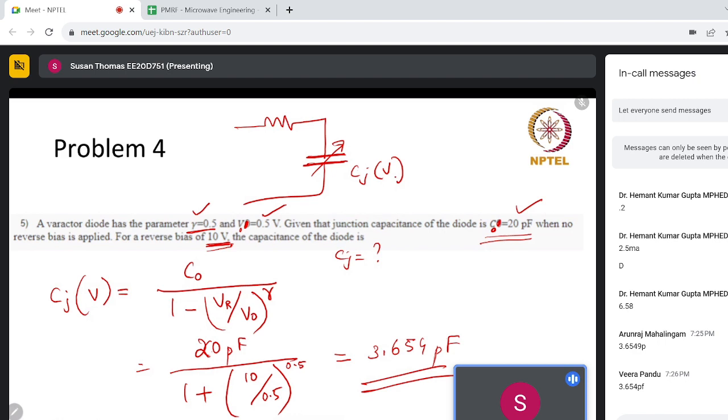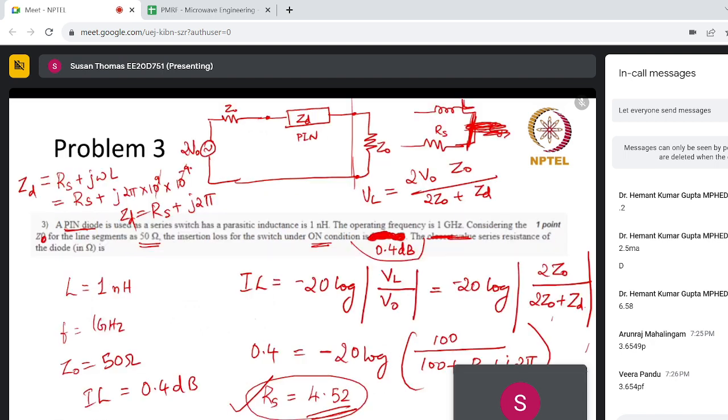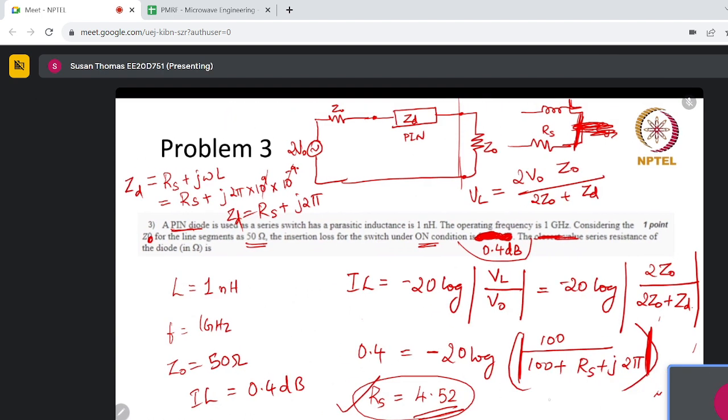Hello, madam. Yes. Madam, the last problem, I don't know how to take that log. I forgot. Are you talking about the last question? Yes, madam, that 0.4 dB is equal to minus 20 log of something, after that I don't know how to simplify. Okay, you should have asked before. So this is a modulus, if you have noticed. How do you take the modulus of a complex number? You have to think about that.